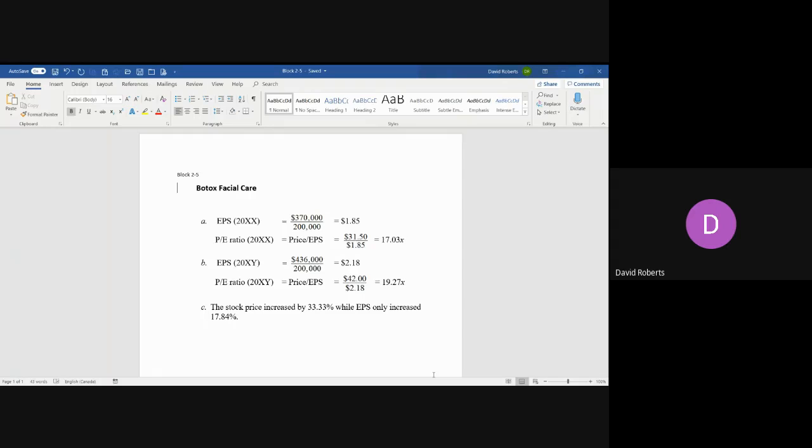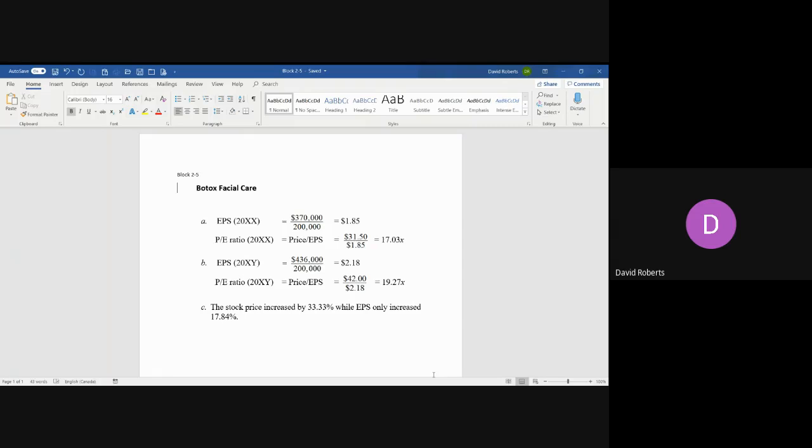And dividing the $1.85 into the current price leaves us a PE ratio of 17.03. What that means is for every dollar of earnings per share, a person is willing to pay $17.03, that person being the investor, the shareholder.